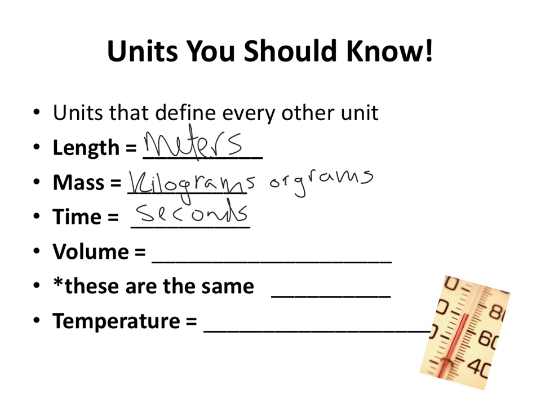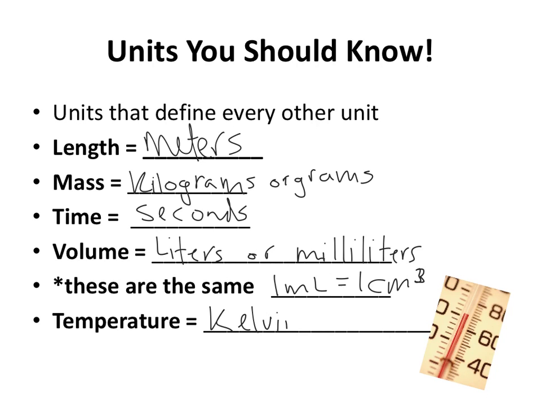In science, we do. Volume is liters or milliliters. And then as a little note, 1 milliliter is the same as 1 centimeter cubed. So both of those work together. Temperature, we measure in Kelvin or Celsius. All right, so those are all some basic units. Hopefully you're familiar with the metric system at this point, and those are the ones that we're going to be using exclusively in this class.